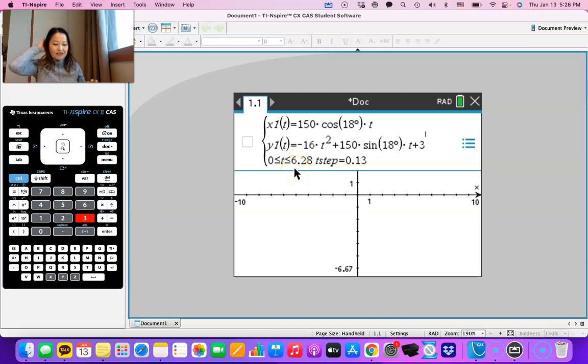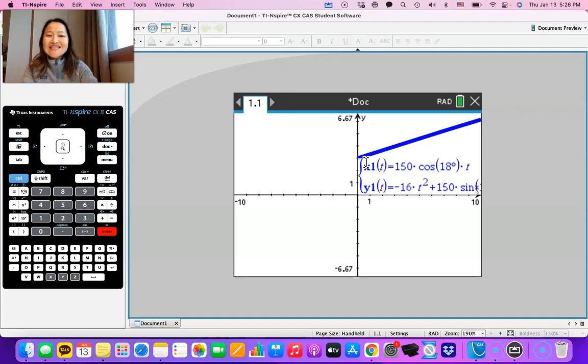And you guys, think about the ball that's traveling. How long do you want it to travel for? I'll just leave it as 6.28, but if you want, you can do maybe 10 seconds of the ball traveling. And maybe you want to know precisely, so I'm going to use 0.05, because when I trace it, I want it to be more precise. So I'm going to graph it. Okay, right now I can't see much.